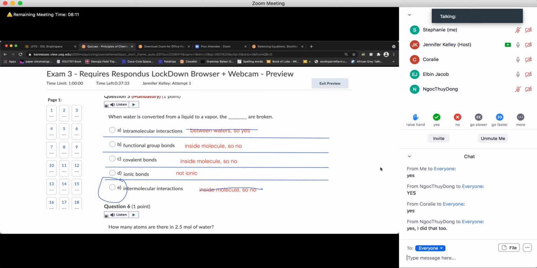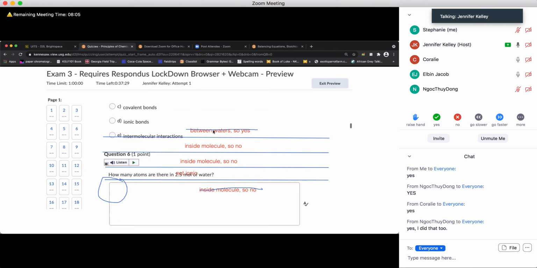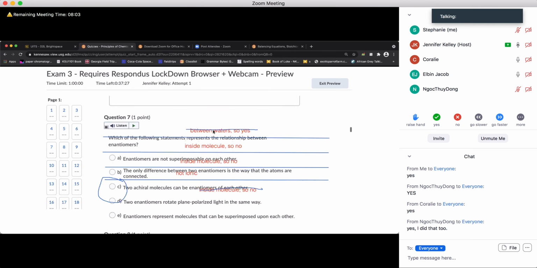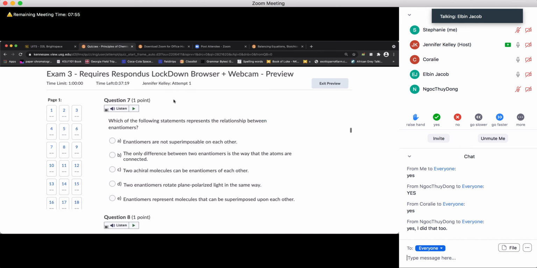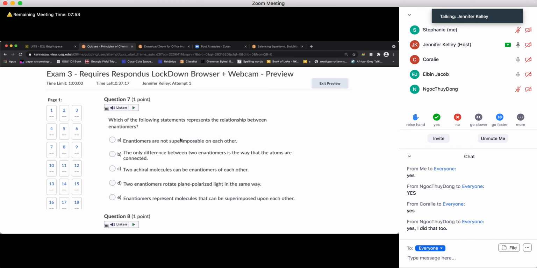Let me scroll through these. Oh yeah. I knew what enantiomers were, but I didn't know what the word superimposed means. So I think I got this wrong. Oh, this one here. Yeah, like I know what enantiomers are, like anywhere where they have the same molecule, but they're mirrored versions, so they're not the same. Yeah, but I didn't know what superimposable meant, so I just guessed.